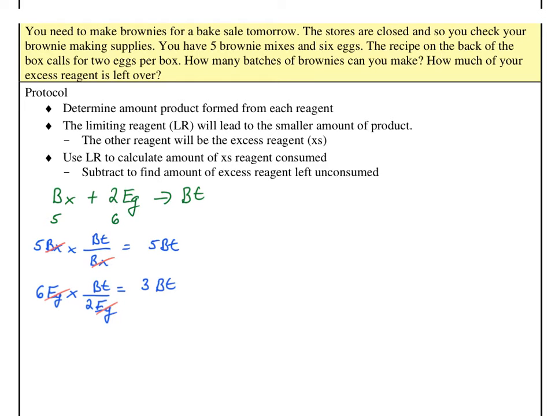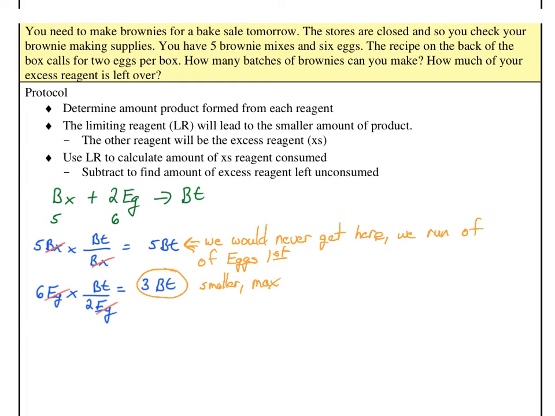Now, in reality, we know that we would never get this far because we'd run out of eggs first. So our max product is 3 batches. This is the smaller amount, but it's going to be our max product because we know that we'd never be able to get here. We'd run out of our limiting reagent. Once we produce 3 batches, we'd never get to 5 batches.